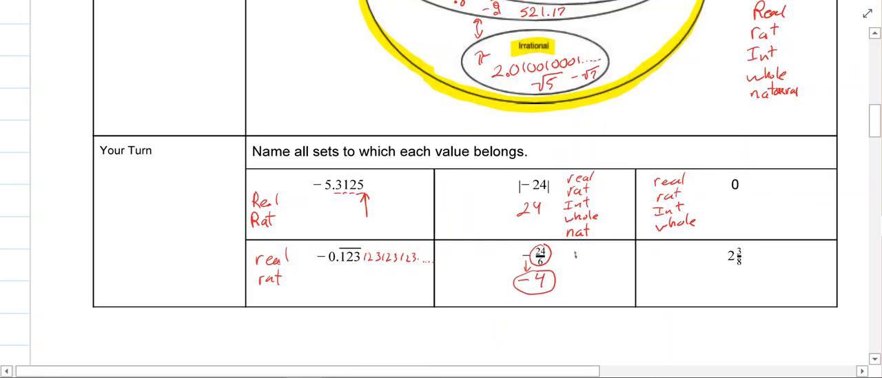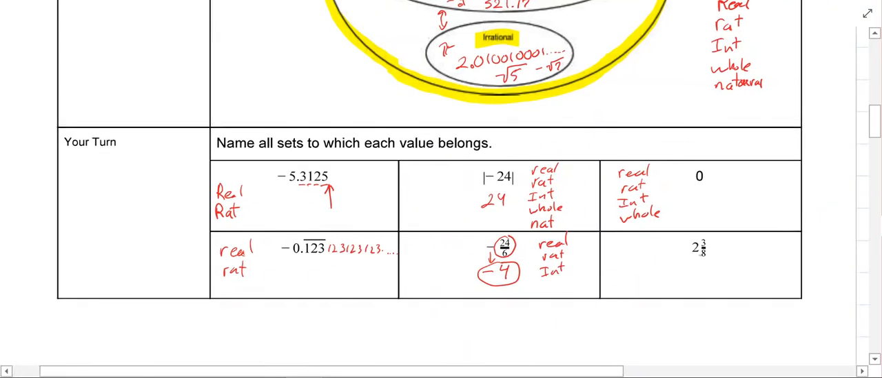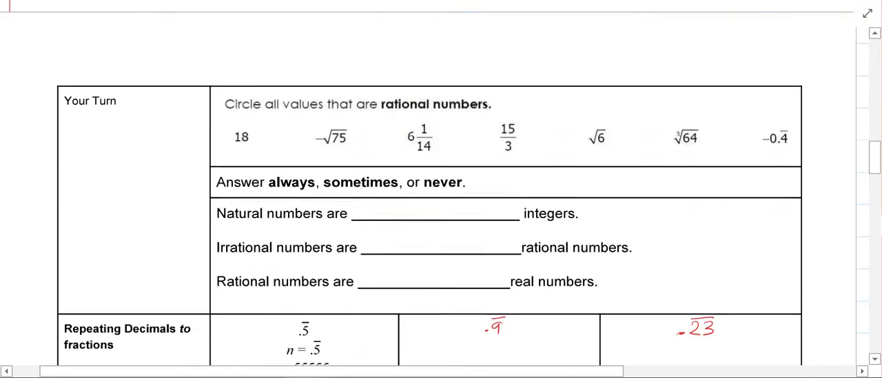So let's name it. It's real, it's rational, it is an integer, it is not a whole number, it is not a natural number. So it was just three things. And finally, 2 3/8. Well, that looks like a fraction to me, doesn't it? So it is real, and it's rational, and that's it. All right, let's go see what else we can find.